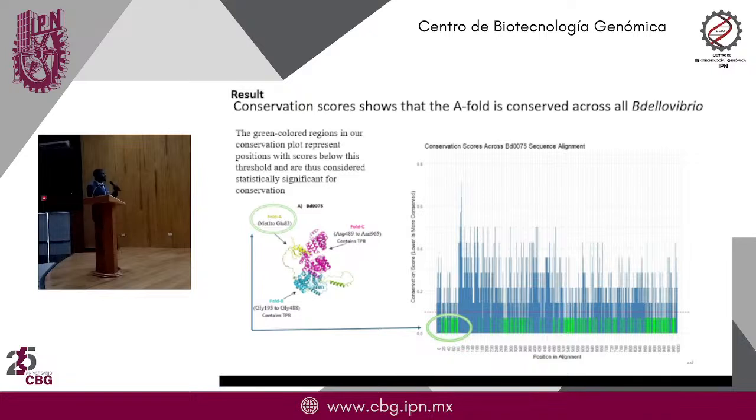So functionally, this part is important because conservation can show importance. And just like this part, other parts which contain non-functional domains, the TPR domains, are as well conserved. So since we saw conservation in this part, we wanted to probe further to see what we can find in terms of resemblance to this domain.